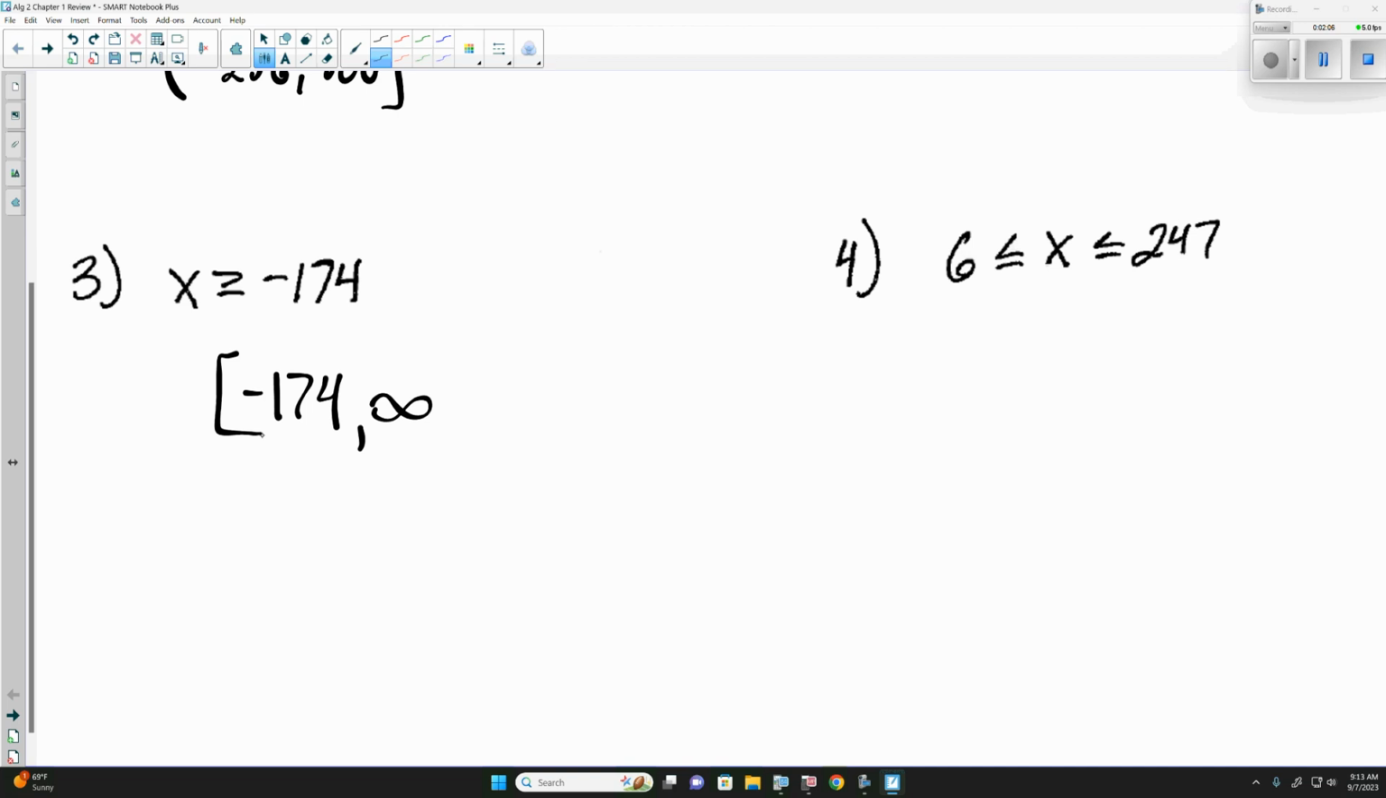With infinity, will we have a bracket or parenthesis? Can we ever get to infinity? No. Infinity is always going to have a parenthesis. Always. The sign of infinity depends on which direction we're going.